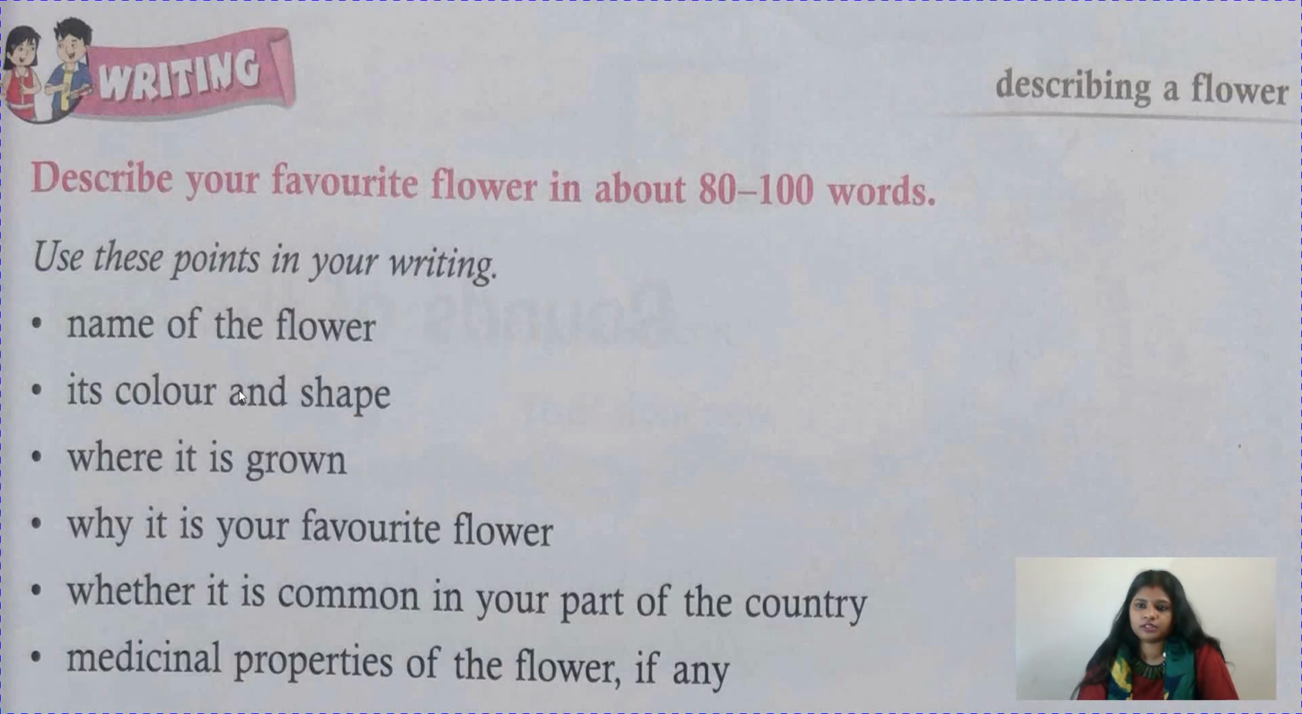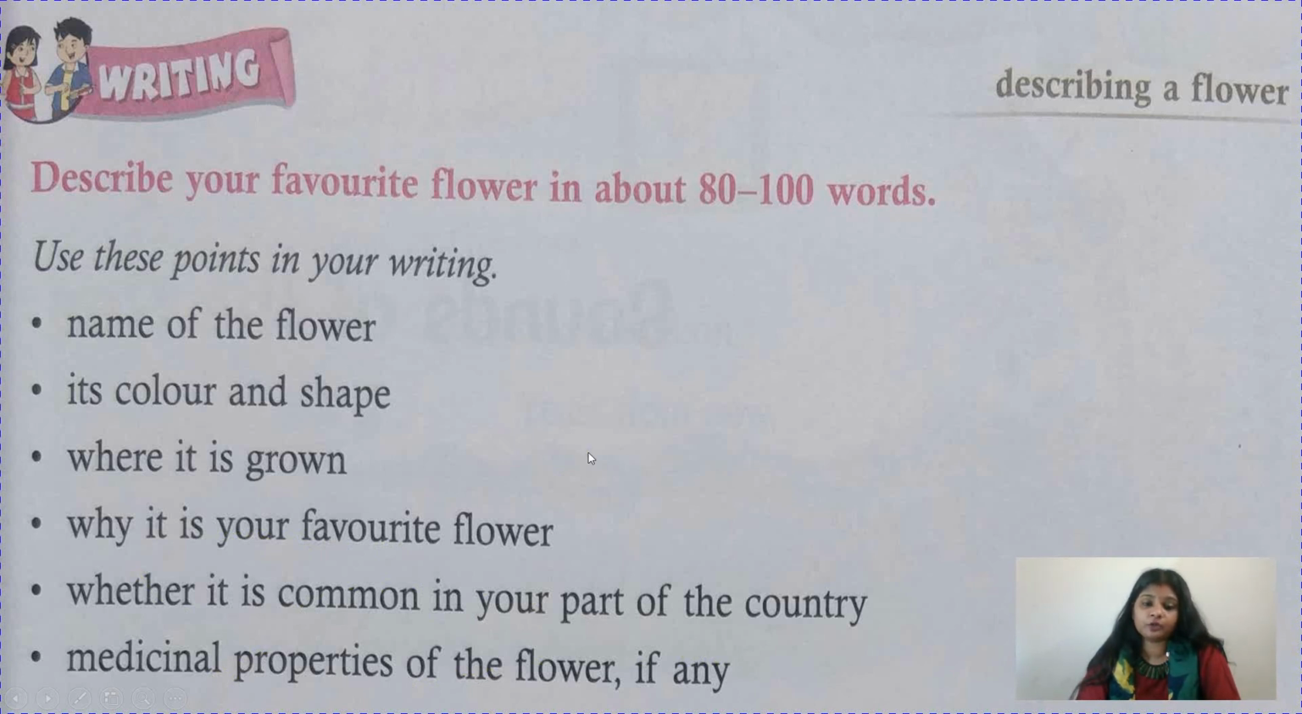Now the writing portion is, you have to describe a flower. Describe your favorite flower in about 80 to 100 words. See children, points are given, okay, for your help. Use these points in your writing. You have to first write the name of the flower, what is its color and shape, where it is grown, why it is your favorite flower, whether it is common in your part of the country, and medicinal properties of the flower, if any.